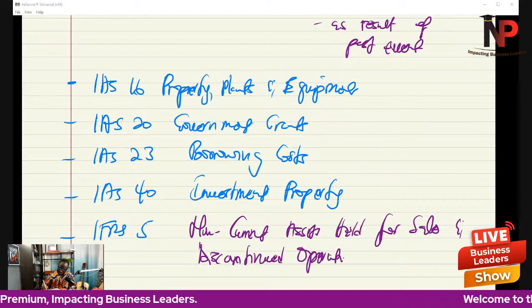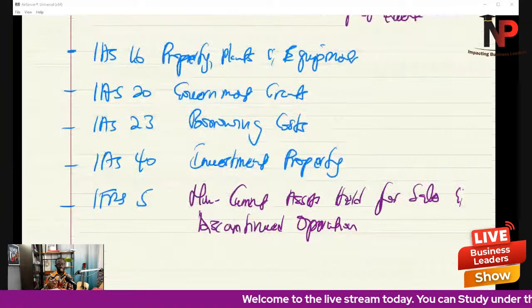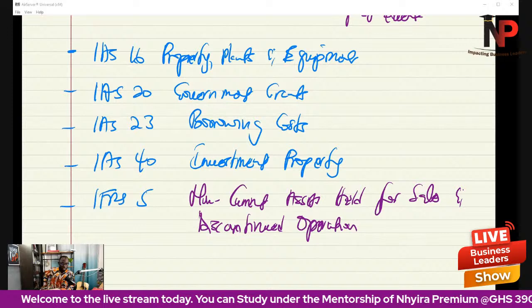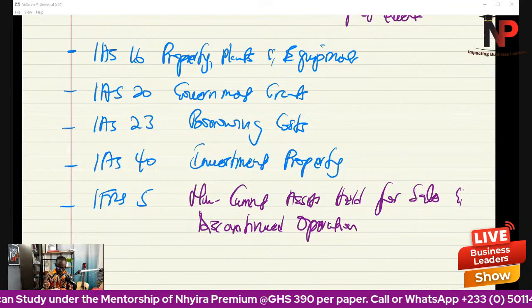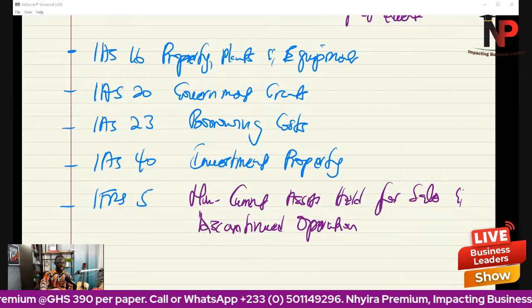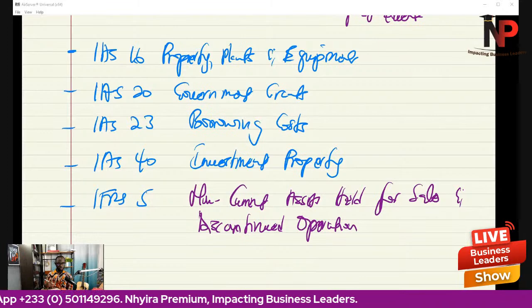So when it comes to the non-current assets, these are the core standards that we need to understand. IAS 16, property, plants, and equipment. IAS 20, government grants. IAS 23, borrowing cost. IAS 40, investment property. IFRS 5, non-current asset held for sale and discontinued operation. We need to understand these standards pretty well.